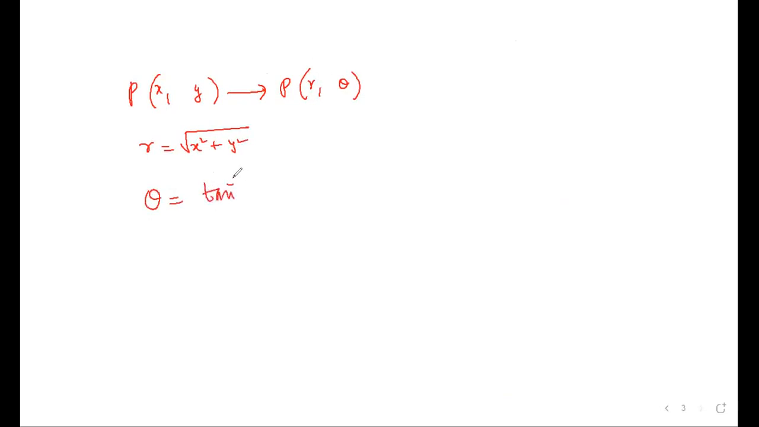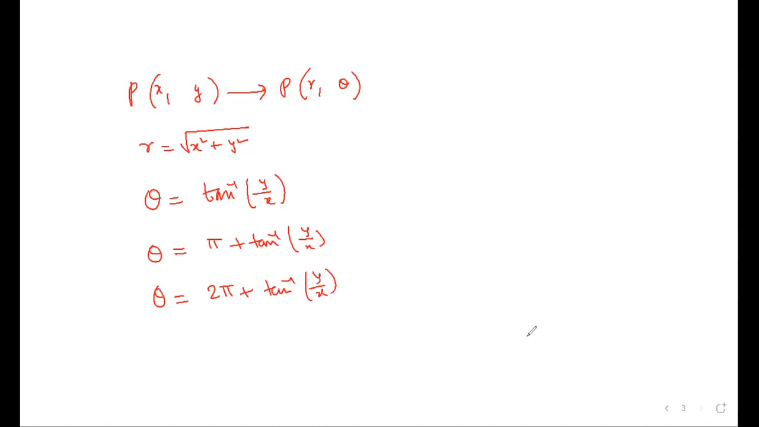Once again, if x comma y is given to you, then your polar coordinate is r and theta. R is obtained by root of x square plus y square, and theta depends on the quadrant. If it is the first quadrant, directly tan inverse y by x. If it is second and third, pi plus tan inverse y by x. And if it is fourth, 2 pi plus tan inverse y by x. Is it okay? Any doubt?